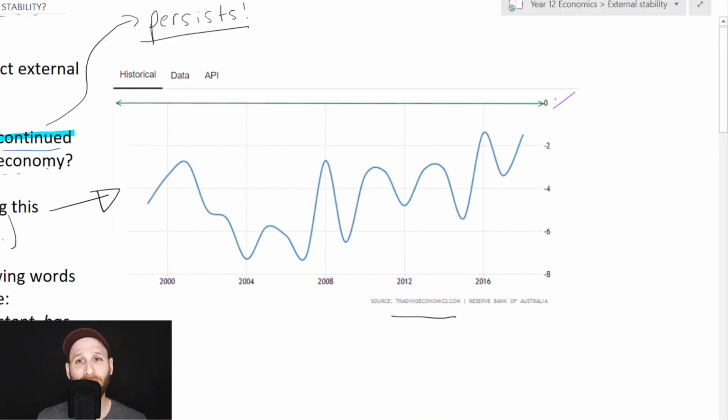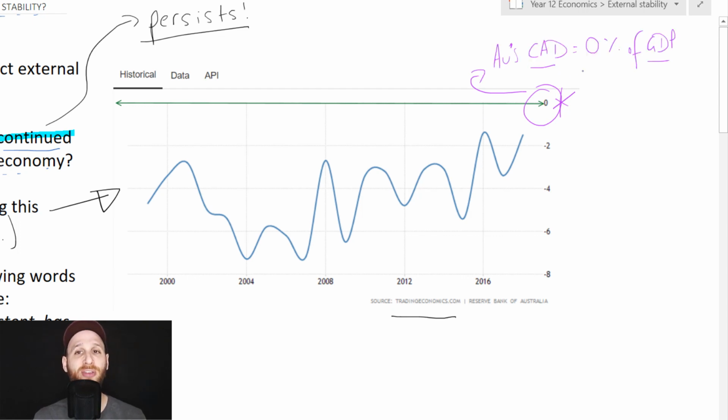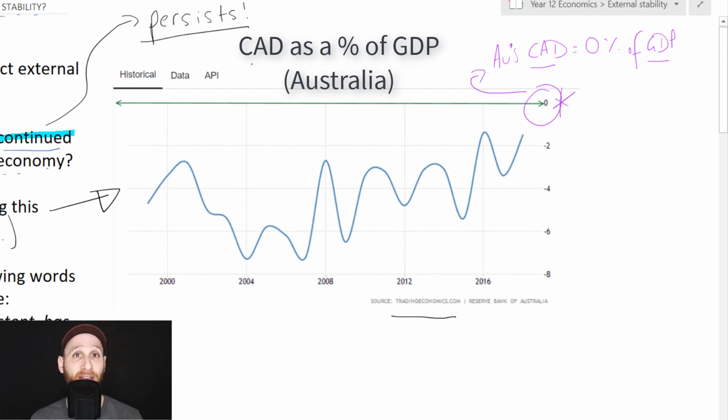So what I've done is I've done this green line with a purple star highlighting 0. And what this 0 means is that Australia's current account deficit is equal to 0% of GDP, because this graph is Australia's CAD as a percentage of GDP.